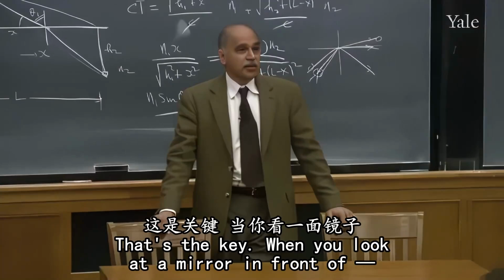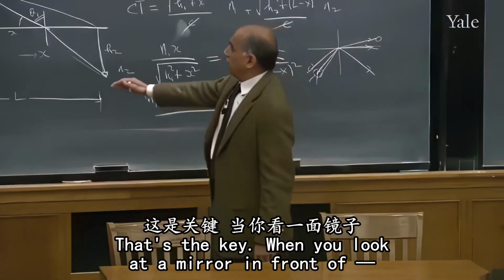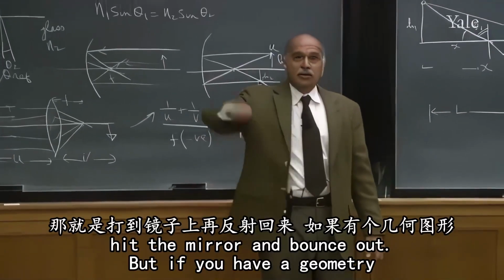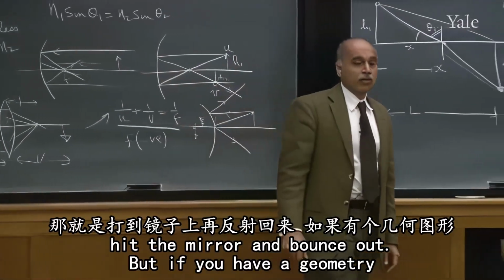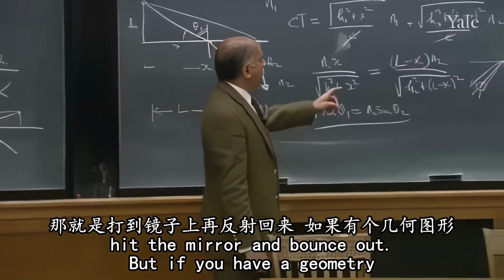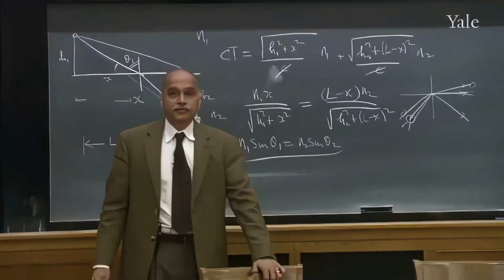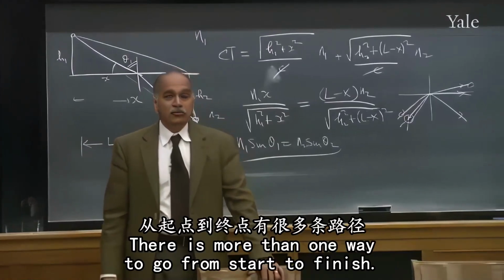That's the key. When you look at an object in front of a mirror, there's only one path. Hit the mirror and bounce out. Okay? But if you have a geometry like this one, curved, then it's not true. There's more than one way to go from start to finish.